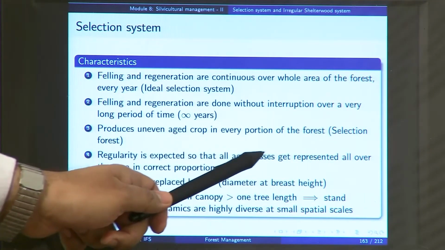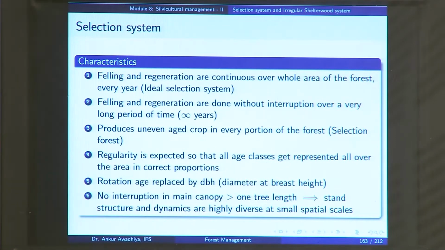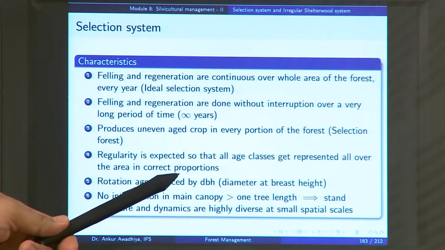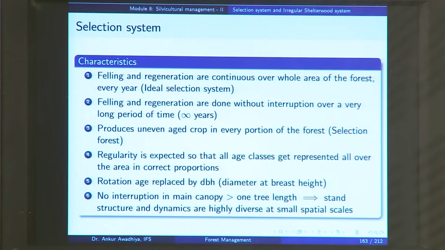You have all different age classes. It is not that you only have very young trees or very old trees or only mature trees, but in this case you have all the age classes represented all over the area, and that too in correct proportions, which means that you are creating a regular forest. So, all different age classes are represented in correct proportions.